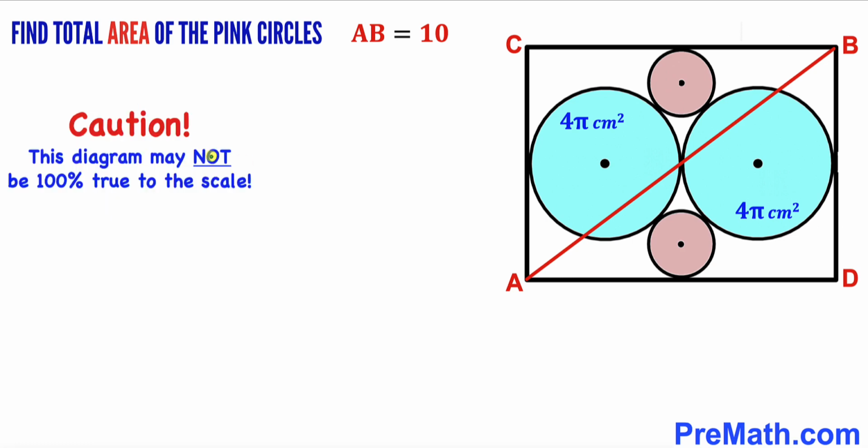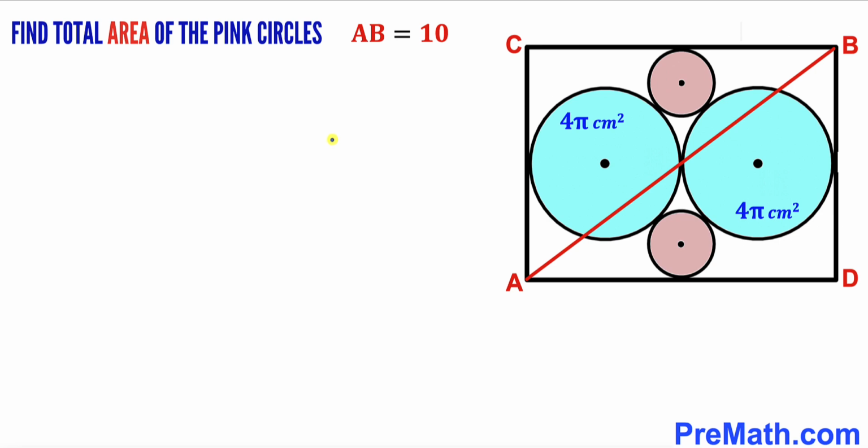Please keep in mind that this figure may not be 100% true to the scale. Let's go ahead and get started. Here's our very first step. Before we do anything else, we must find the radius of this blue circle and this pink circle as well. Let's assume the radius of this big blue circle is uppercase R, and the radius of this pink smaller circle is lowercase r. Now we are going to calculate the value of uppercase R and lowercase r first.